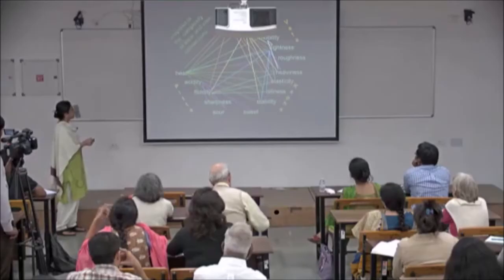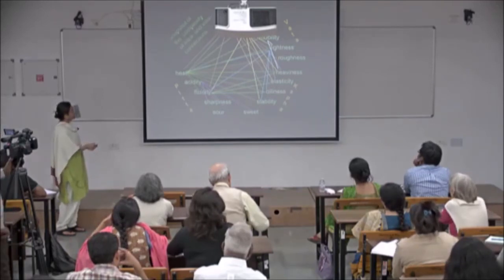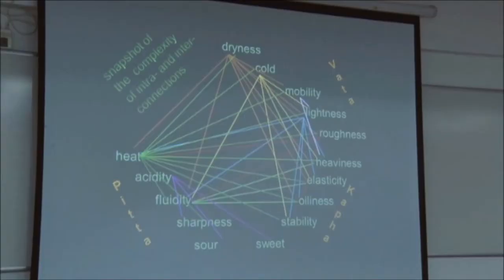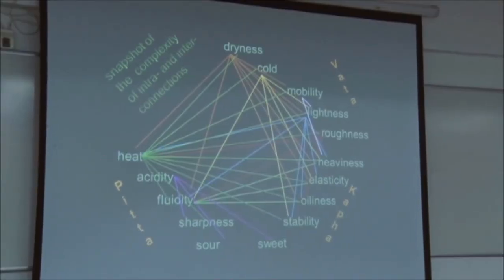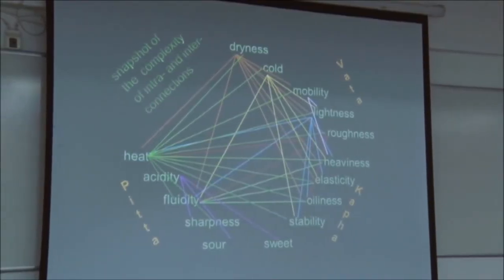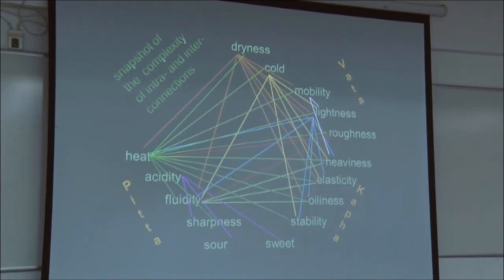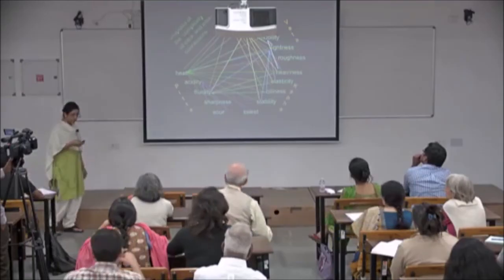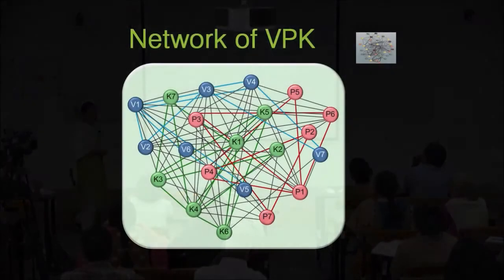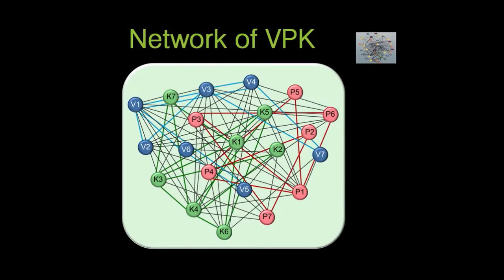and dryness itself is connected with many other parameters. So we think that it's only an increase in temperature, but there are a number of parameters which actually get affected. So basically, Ayurveda is looking at the human system as a network of these various properties.